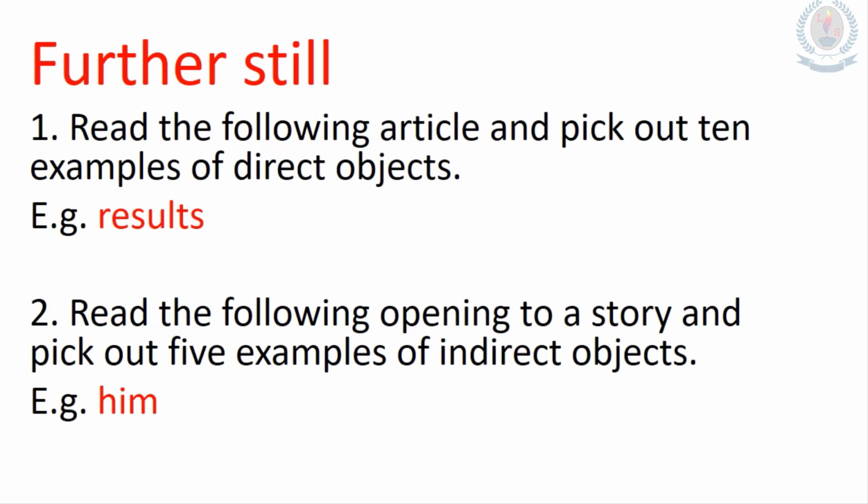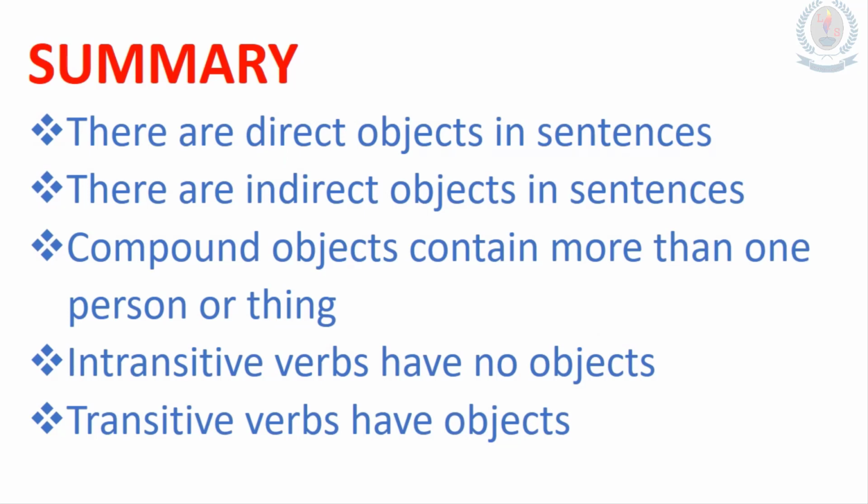Okay, children? I believe you understood that. Let's see the summary of the lesson. In this lesson we learned there are direct objects in sentences. That is clear. Also we learned there are indirect objects in sentences. I told you how to find them. Compound objects contain more than one person or thing. Intransitive verbs have no objects. That is how we find intransitive verbs. Transitive verbs have objects. If you have learned passive voice, only transitive verbs can make passive sentences.